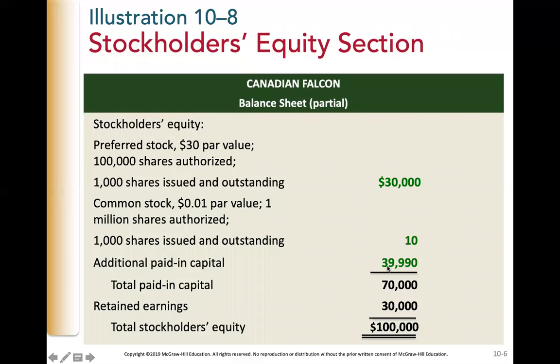Additional paid in capital is $39,990. That is the additional amounts for both the issuance of the common stock and the preferred stock. So we have total paid in capital equaling $70,000. Then it just goes ahead and tells you that it has previous retained earnings of $30,000. So at this point in time, stockholders' equity has a balance of $100,000.